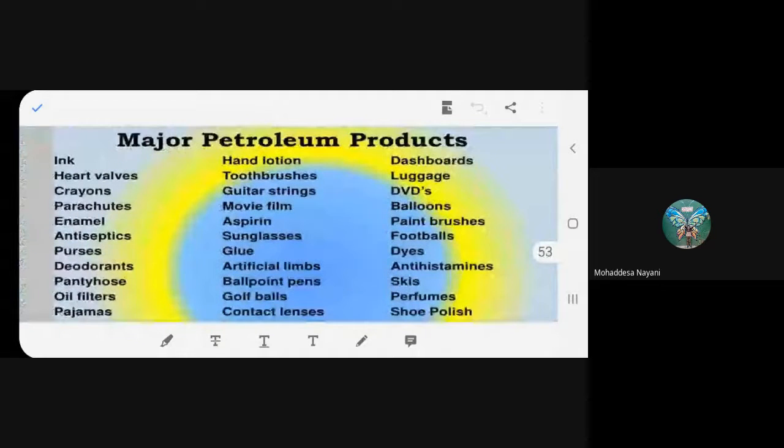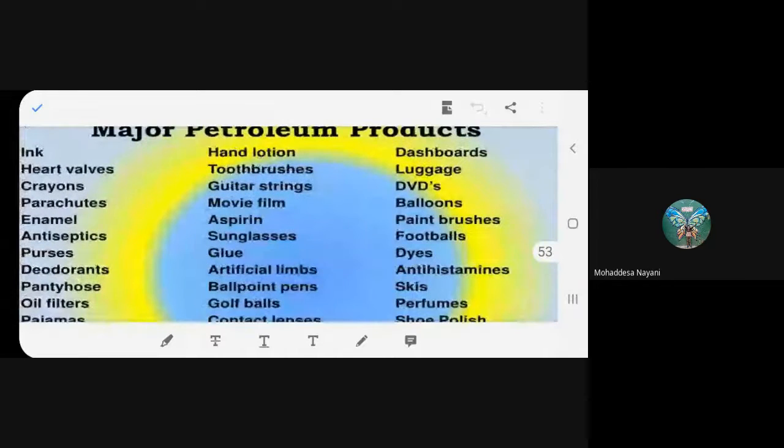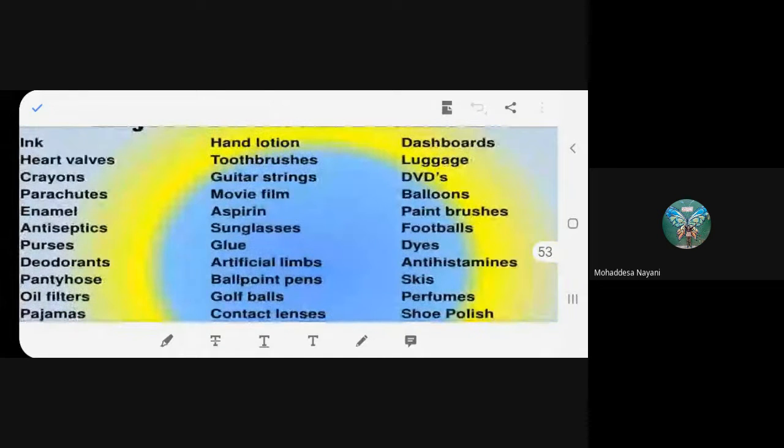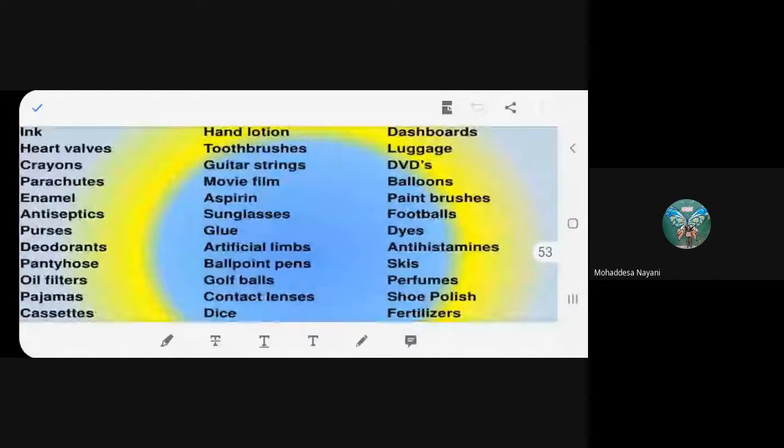These are major petroleum products. I just read out randomly. Otherwise, you do it. That will be better. These are the petroleum products. That means we get these things also from refining of petroleum. Read, better.